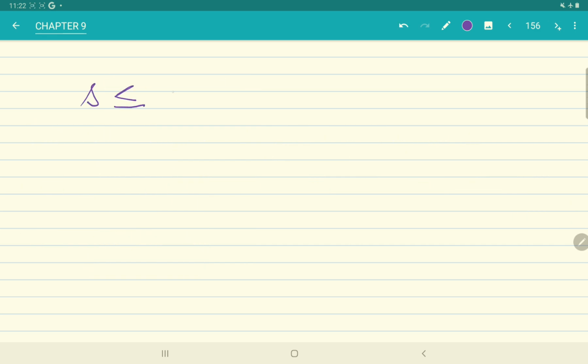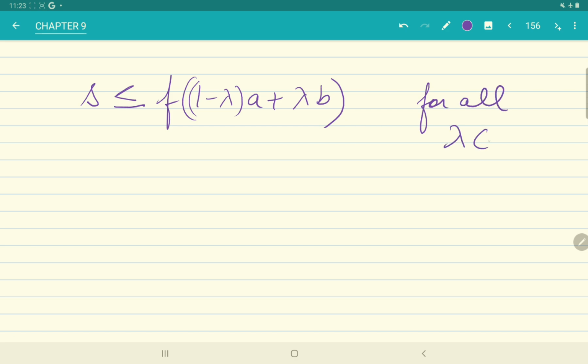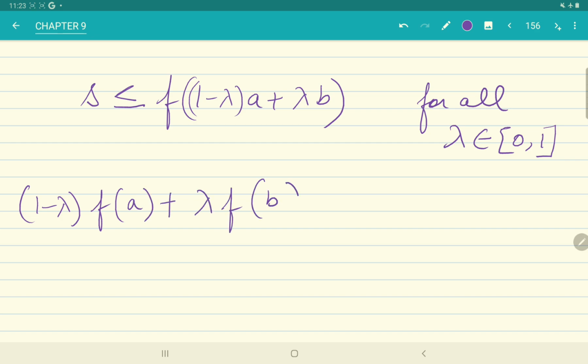always be less than or equal to f of (1 minus lambda) a plus lambda b for all lambda belonging to 0 to 1. And that means I can now write what is s. S I know is equal to (1 minus lambda) f of a plus lambda f of b. So this should be less than or equal to f of (1 minus lambda) a plus lambda b.